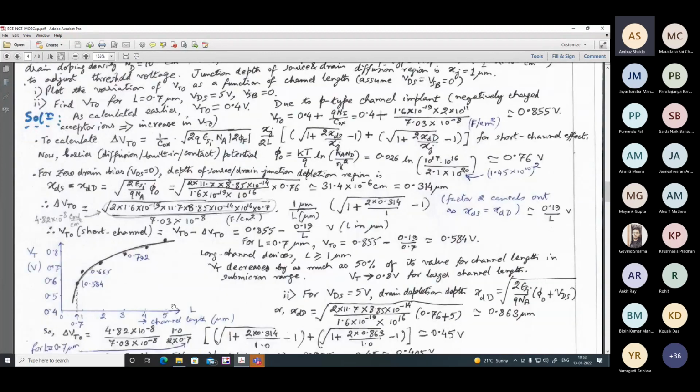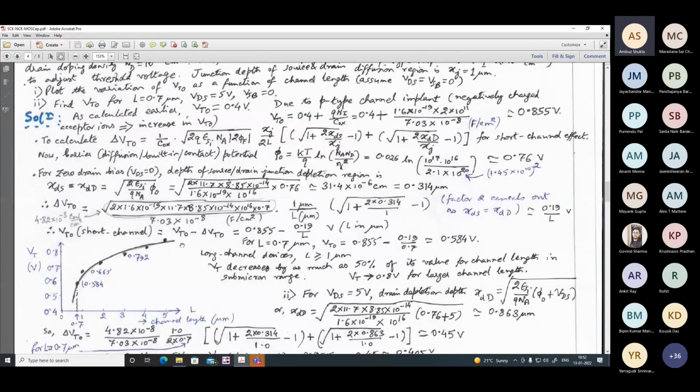How much? Say for L equal to 0.7, how much will it reduce? It will be reduced bang from 0.855 to 0.584. So I have plotted for you. Yes, I am showing. Again, for L equal to 1 micrometer, it will be as small as 0.665. For 2, I have not plotted, but for 3, it will be 0.792. For 4 also, it will be some value. So you can fill up the blanks. Just put the value of L and calculate it.